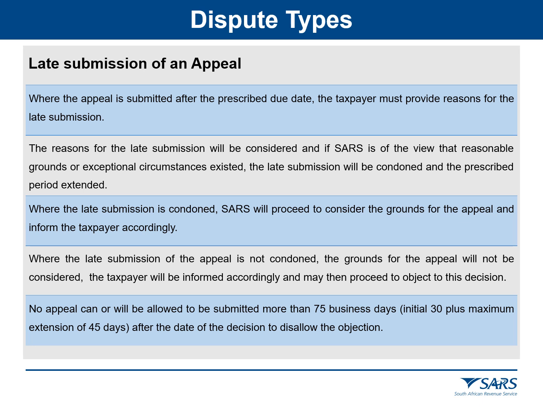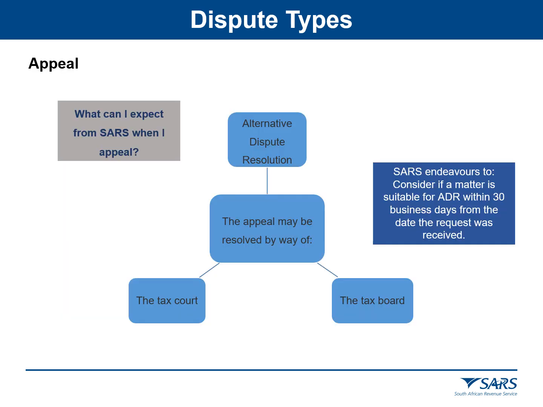Where the submission of appeal is not condoned, the grounds for appeal will not be considered. The taxpayer will be informed accordingly and may then proceed to object against the decision. No appeal can or will be allowed to be submitted more than 75 business days, the initial 30 plus the maximum extension of 45 days, after the date of the decision to disallow the objection.